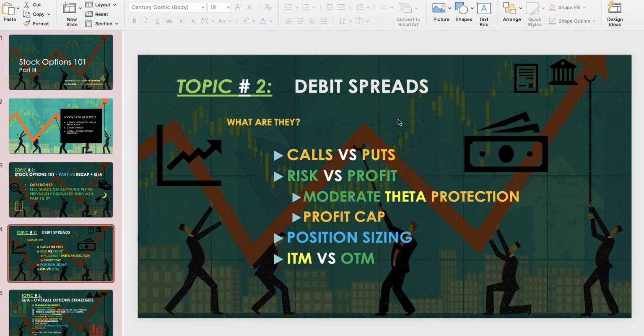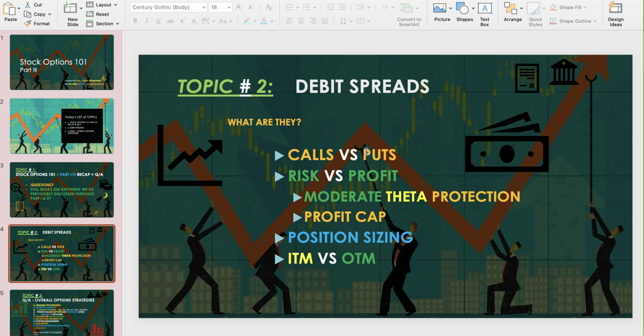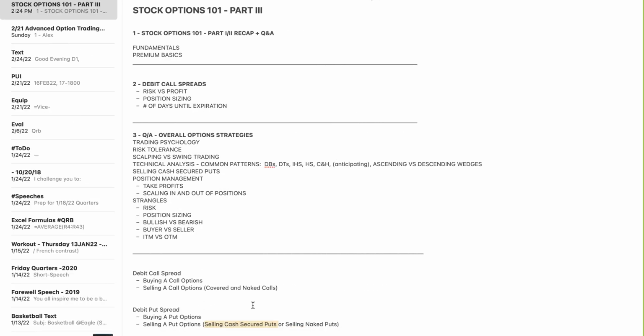Let's go back to debit spreads, right? So far we talked about calls versus puts, right? Debit calls, debit call spreads, and debit put spreads. Now, instead of talking about the components that make up these spreads, let's put it all together and see what opportunity we're provided when we buy a call and sell a call at the same time, and where we buy a put and sell a put at the same time. So we're going to start very general and then we'll go more in detail.